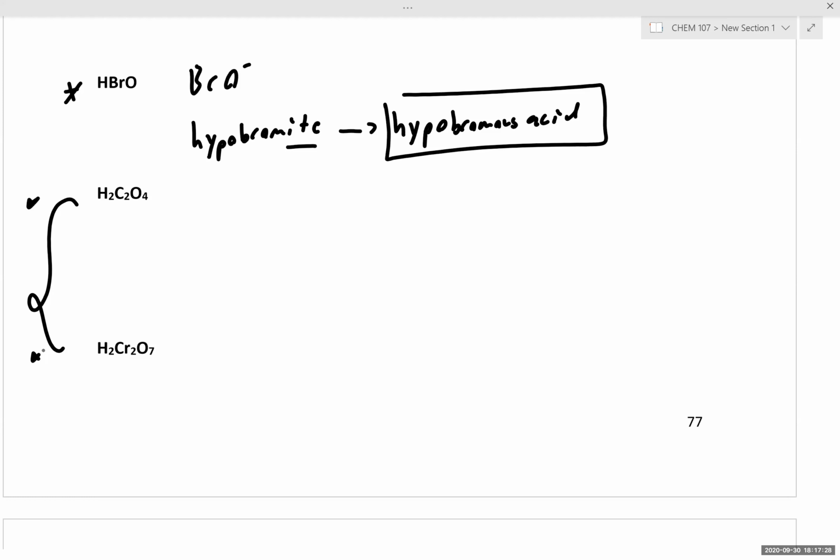Let's try to get a reasonable pool of student responses in the chat, and then we'll discuss momentarily. And if you have any questions in naming these polyatomic acids, don't be shy to ask a question as well if you're unsure. And we'll discuss this example in about another minute and a half.